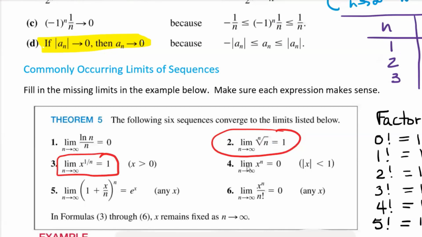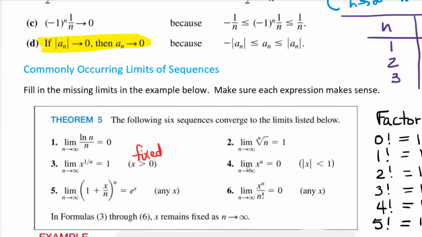This is a fixed value. This is not varying. Usually we would use an a or something, but for whatever reason the author decided to use x's. And that's the same with number 3, 4, 5, and 6. The x is a fixed value. The limit as n goes to infinity of x to the n is always going to be 0 if the absolute value of x is less than 1. In other words, it's a fraction.